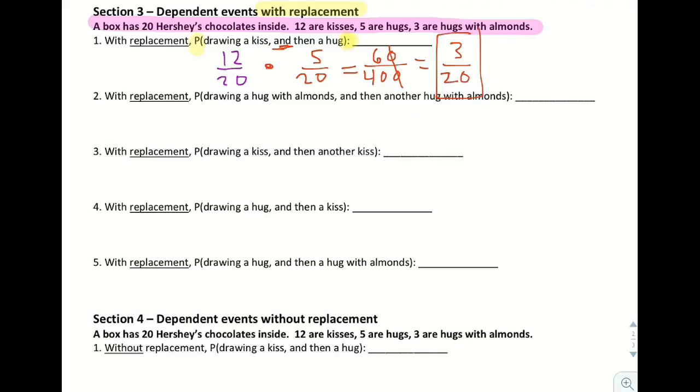Let's continue on and try number 3. Same concept applies, drawing a kiss and then another kiss. So the probability we said of drawing a kiss before was 12 kisses, which we see on top, out of the 20 total Hershey's. Well, it says another kiss. Well, because we're using replacement, we're putting them back. There's still 12 kisses, and there are still 20 total chocolates. In the words "and" or "and then," we are going to make sure we are multiplying all of this.